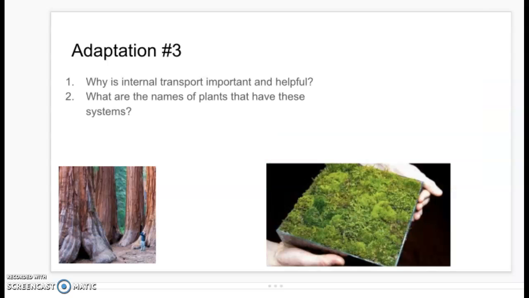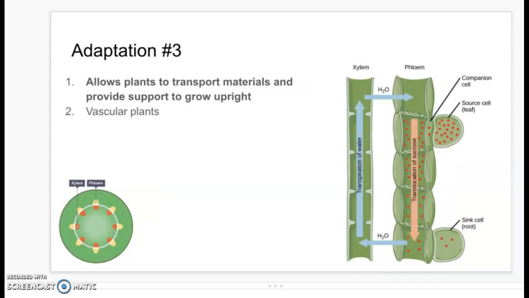Why is the internal transport important and helpful? And what are the names of plants that have these systems? The internal system is important because it allows plants to transport materials and provide support and for the plant to be able to grow upright. It gives it more structure. And the plants with this type of adaptation are called vascular plants, and they are the majority of the plants today.